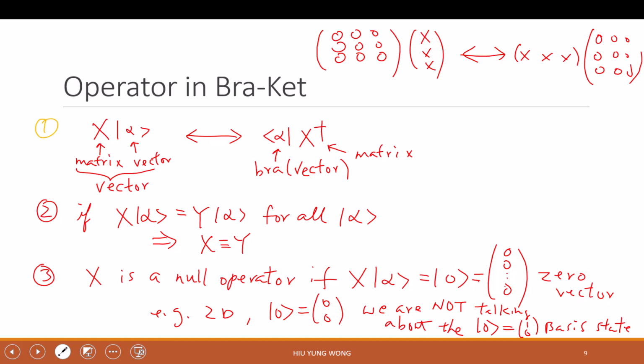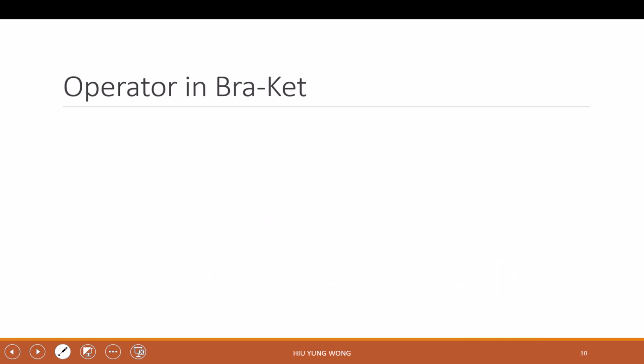Now I want to do something more important about this bra-ket notation. Number 4. So can you guess what this will look like in the bra space? This is the ket, C alpha plus C beta.